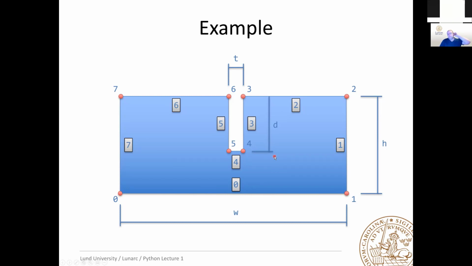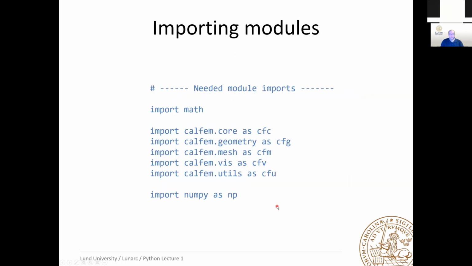So we will create a parametric model here. We will specify all these values as variables, so you can change them. The geometry will be generated from these variable parameters. So what we need to do first in our code is to import our modules. Calfem core is the element routines. We need geometry here, and we call that CFG. And we have Calfem mesh, CFM. Visualization here for visualizing, we do CFV. Calfem utilities as CFU. And then we also need NumPy here, so we import NumPy as np. So now we have everything to start implementing our model.